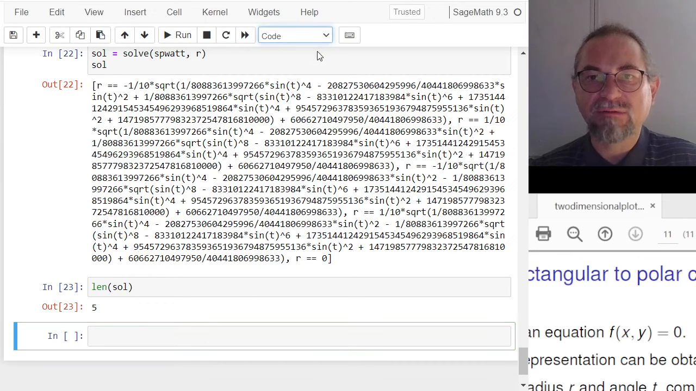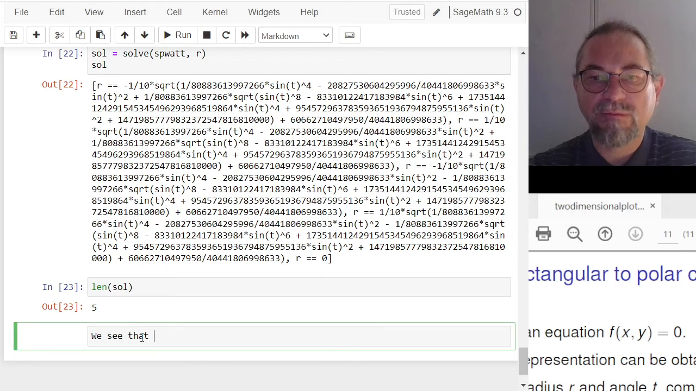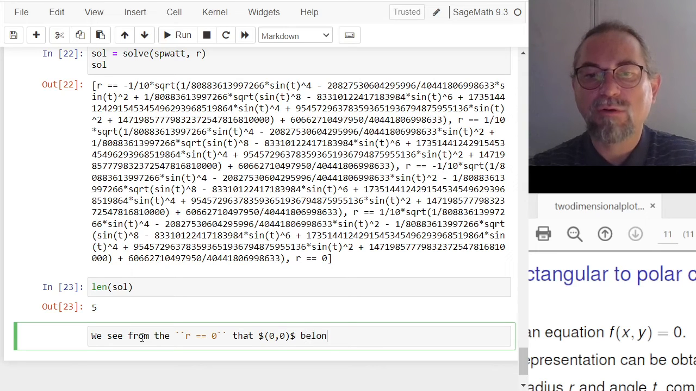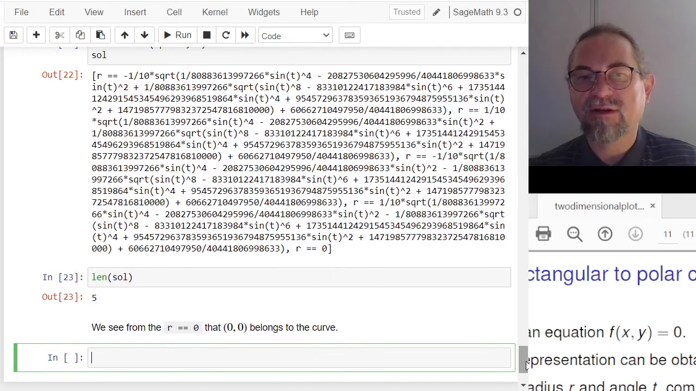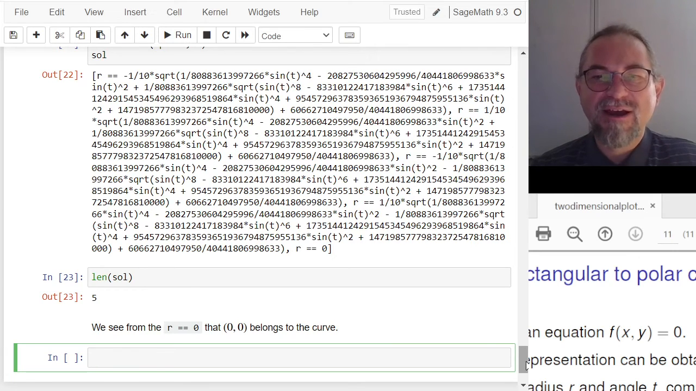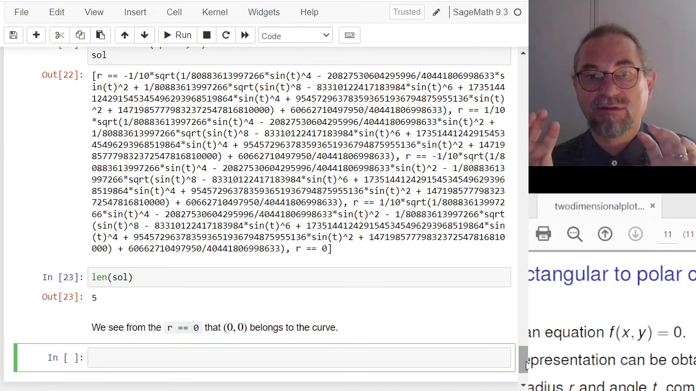So the first thing that comes out of this is that we see from the r equals 0 that 0, 0 belongs to the curve. And the other point is that the expressions look a lot complicated, look actually too complicated. If you would have to craft this by hand, it would be quite hard, I suppose. But the main point is that the double point has been factored out. So now actually we get simpler equations, although it's not quite clear.